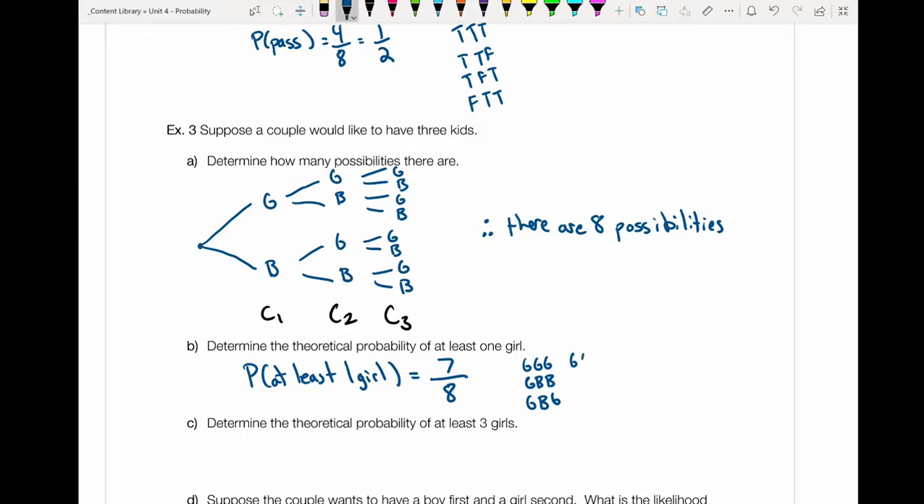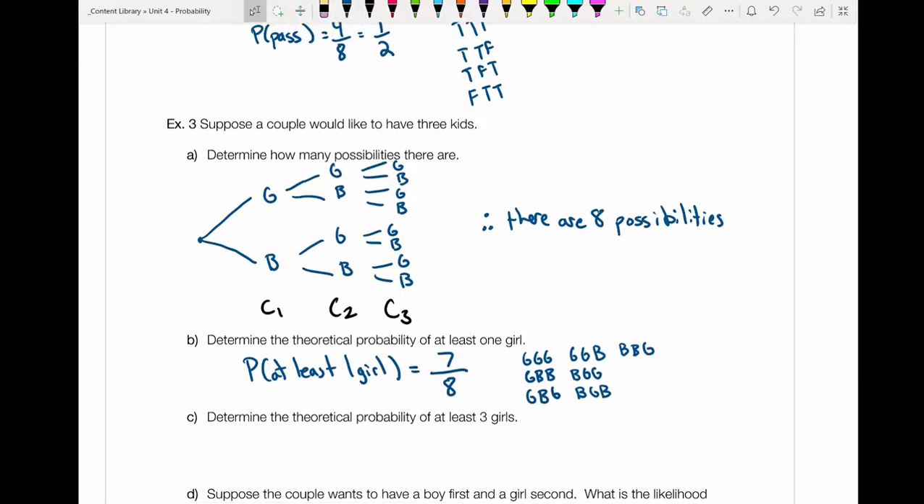So 3 girls; girl first and 2 boys; girl, boy, girl; girl, girl, boy; boy, girl, girl; boy, girl, boy; boy, boy, girl. So those are all the different possibilities.